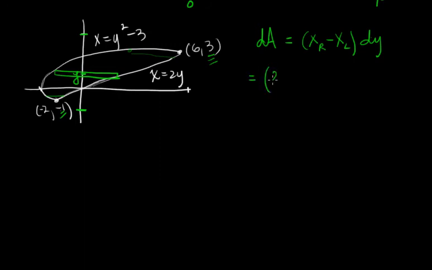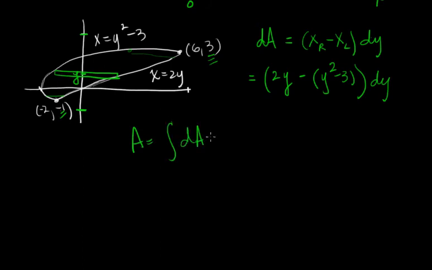Well, x on the right is 2y. We need everything in terms of y because we're going to integrate in terms of y. Minus x on the left, well, that's solved for, y squared minus 3 dy. That is the area of the representative rectangle. And of course, the area is the integral of the differential of area, which is the integral of 2y minus y squared plus 3 dy.